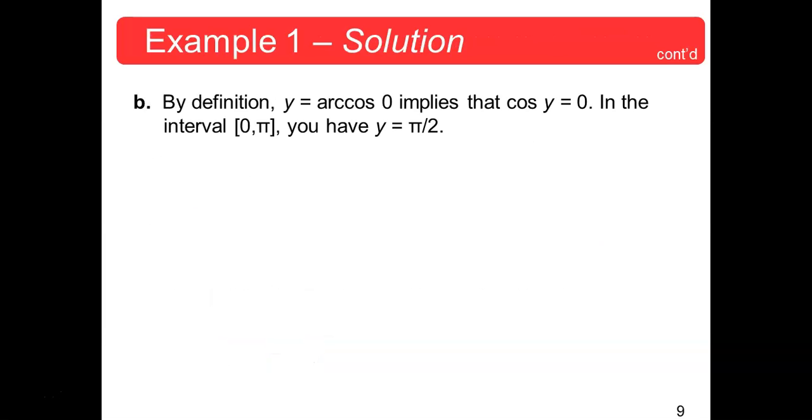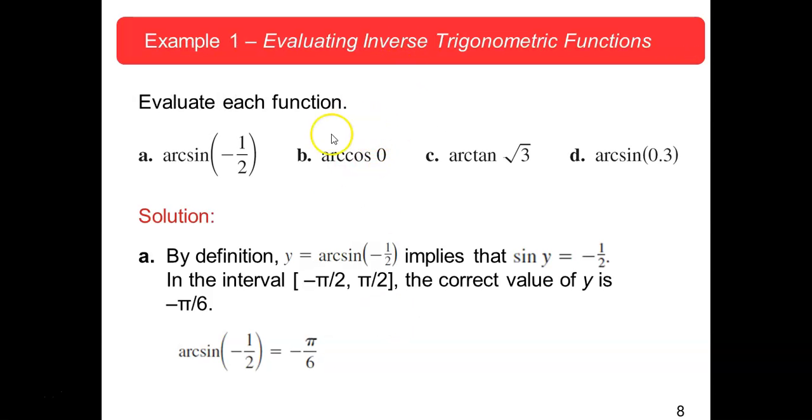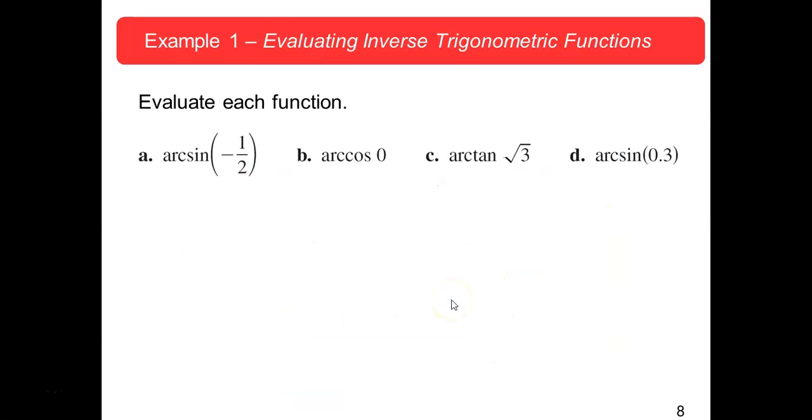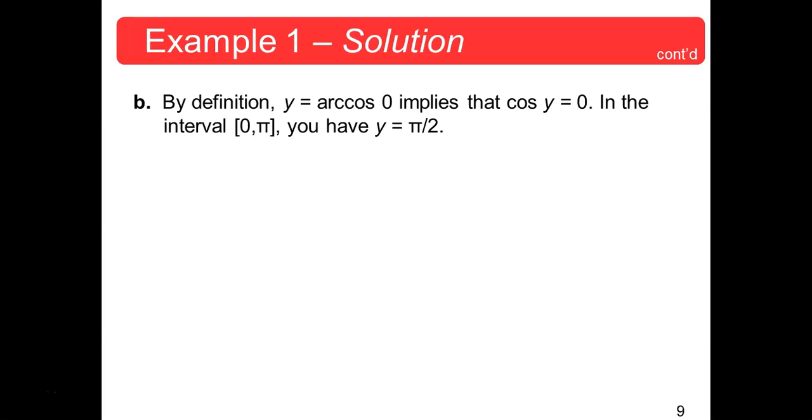So for B, we're taking arc cosine of 0. Same idea. We want to look for numbers that are within this interval. There are infinitely many that give you 0, but we only want one in that interval, and the one we look at is going to be pi over 2. Again, another value you can find from your unit circle. Remember, y equals arc cosine of 0 implies that cosine of y is equal to 0. So in that particular interval, it's going to be pi over 2.